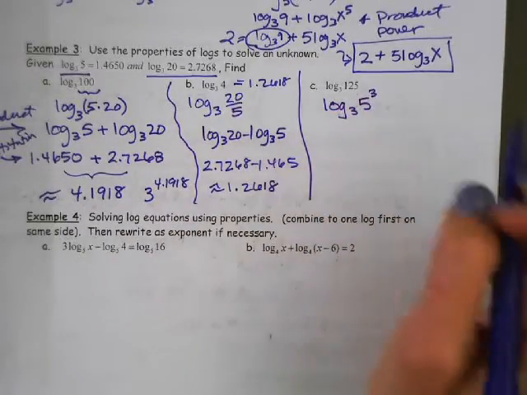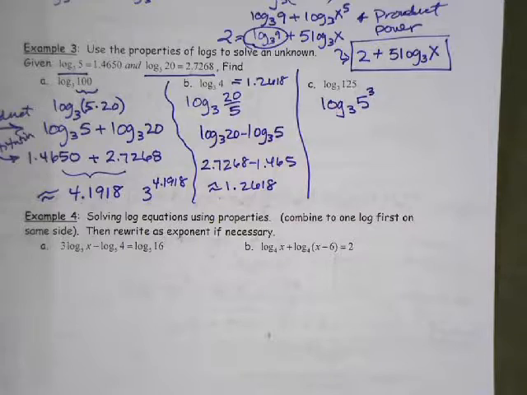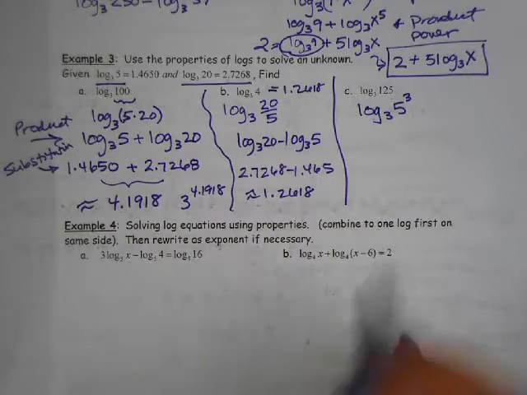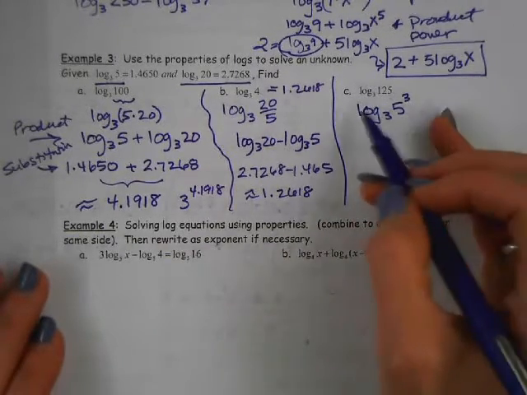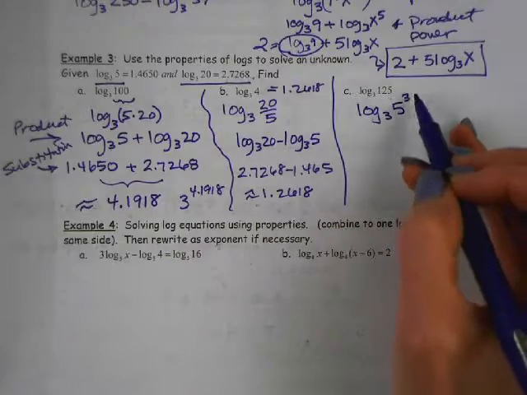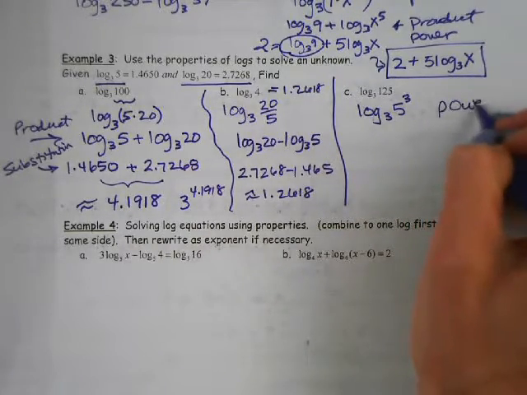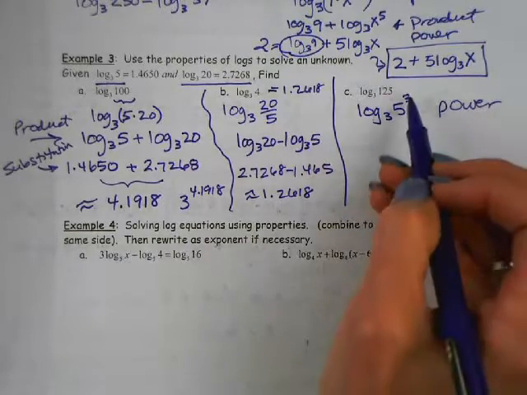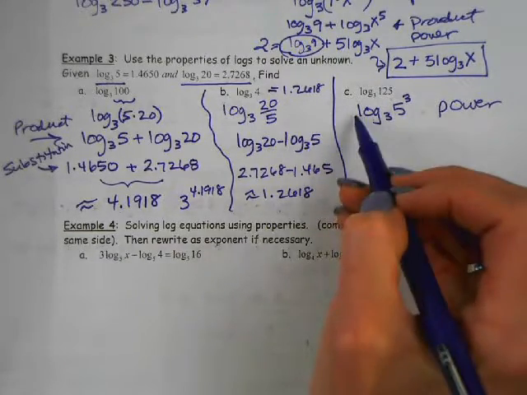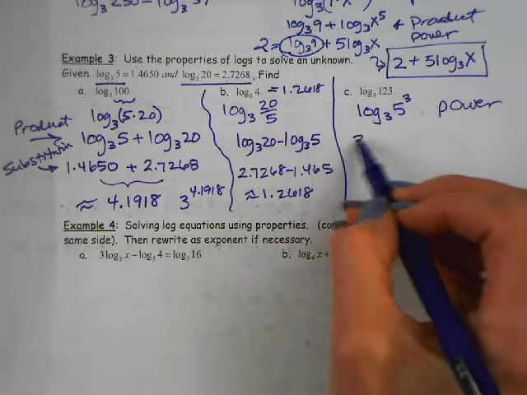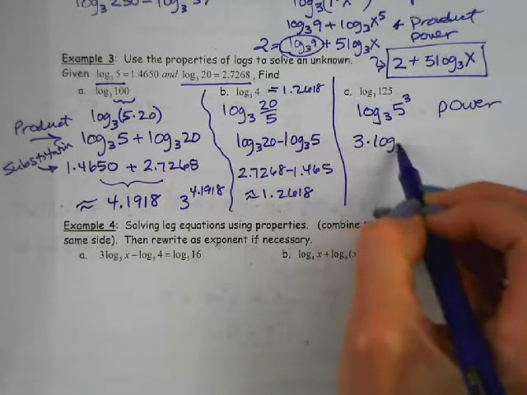Now I want you to try and use the power property to get an answer on your own. Go ahead and give it a shot, see what you get. In looking at this, we have a log base, and this is 5 cubed, so something's being raised to a power. So we want to use the power property. The power property tells us to take this exponent and move it down. So I'm going to rewrite this as 3 times log base 3 of 5.